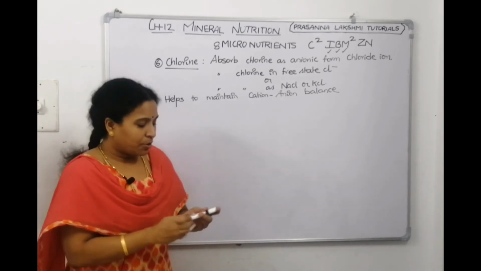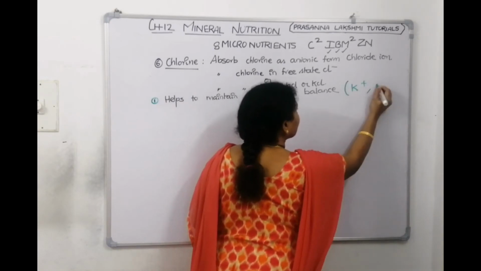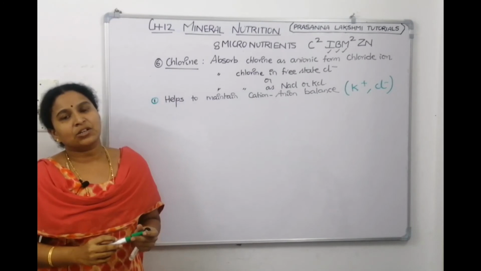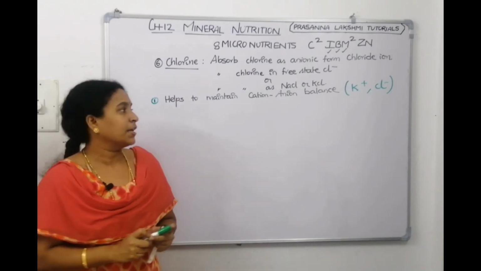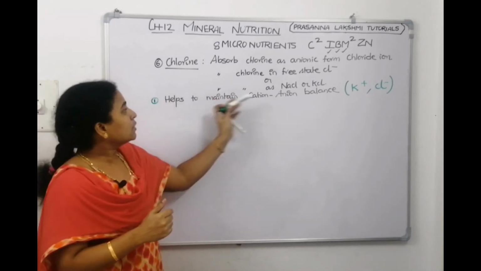Now they will ask us in examinations, NEET examinations, what are the two elements which help in cation anion balance? So come on, tell me, what are the two elements? One is K plus, the other one is Cl minus. These two elements help in maintaining cation anion balance.